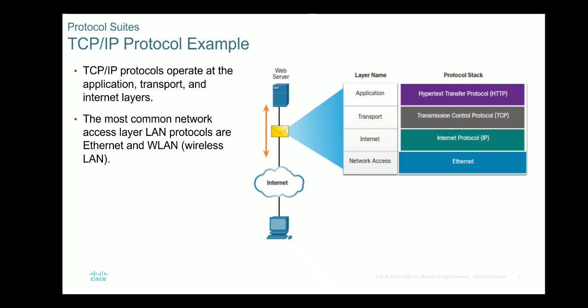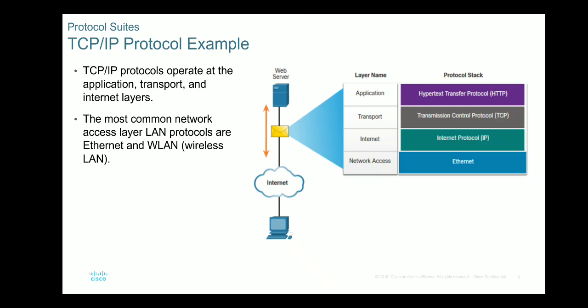Okay. Come to the internet layer. In the internet layer we have the IP protocol, internet protocol. Right. Come to the next layer, network access layer, the 4th layer. In the 4th layer we have 2 protocols. One is Ethernet protocol, another one is WLAN protocol. For the wired network, the network access layer will use the Ethernet protocol. For the wireless network, the network access layer will use the wireless LAN protocol.